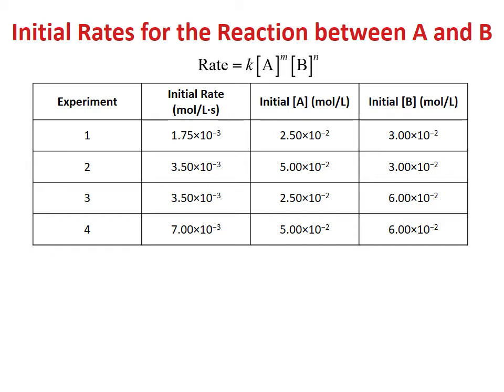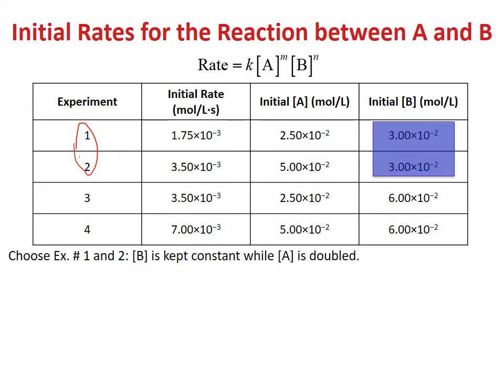Let's compare experiments 1 and 2. These 2 experiments have the same initial concentration of B. But A changes from 2.5 to 5 times 10 to the minus 2. And the initial rate also changed from 1.75 to 3.5 times 10 to the minus 3. How do we use this information to find m or n?